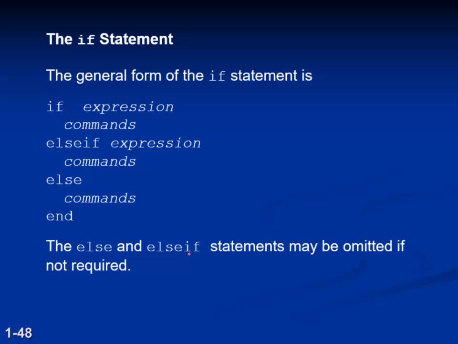We have if expressions commands, else if expression commands, else commands. So this is the general if then else. Now the if then else doesn't make sense unless you're writing a script file. The else and else if may be omitted and are not required. Also notice that we have the end. So it's a typical type of structure. Again, it doesn't make sense unless we've got some inputs or some things are happening.